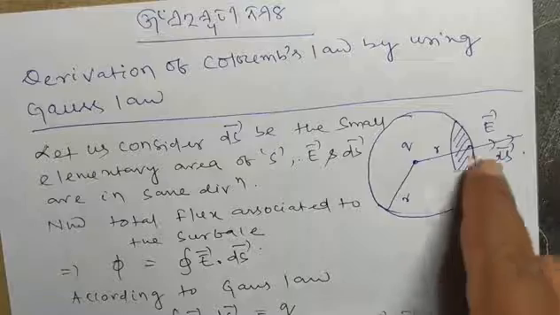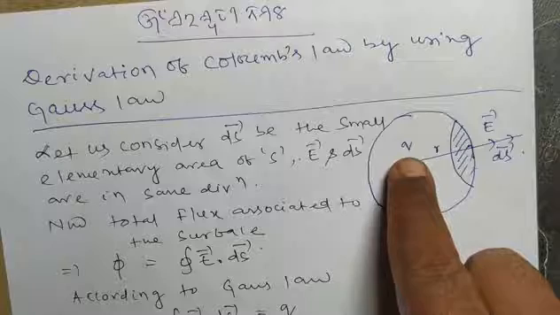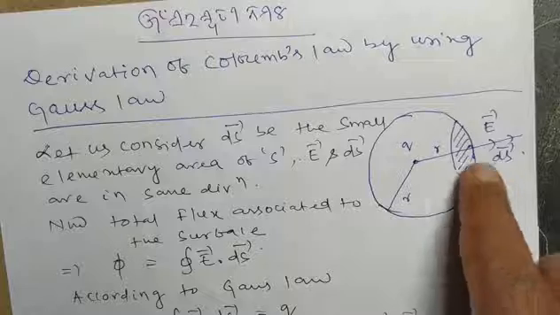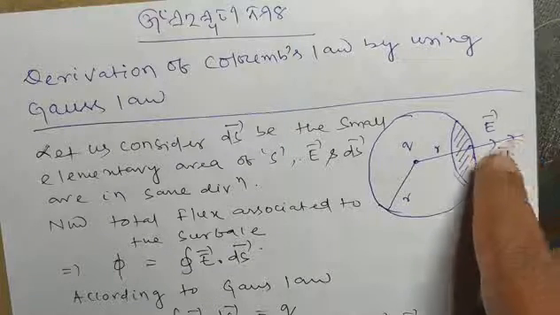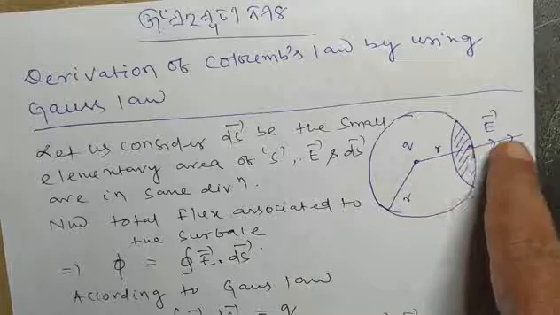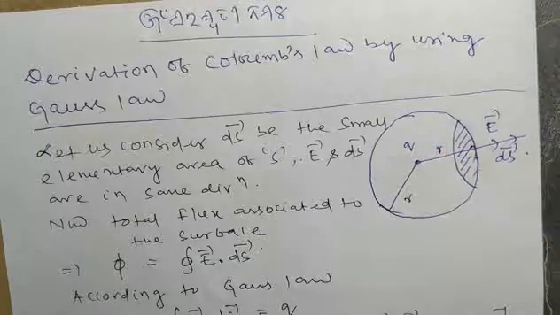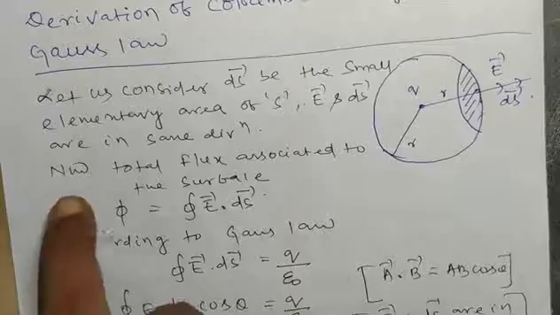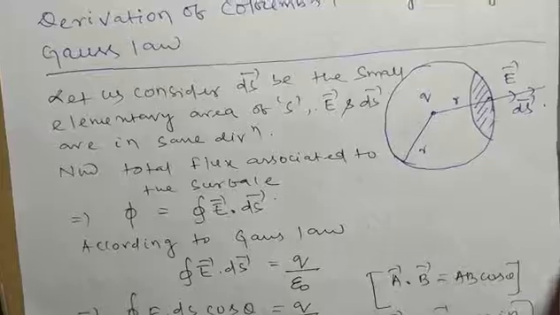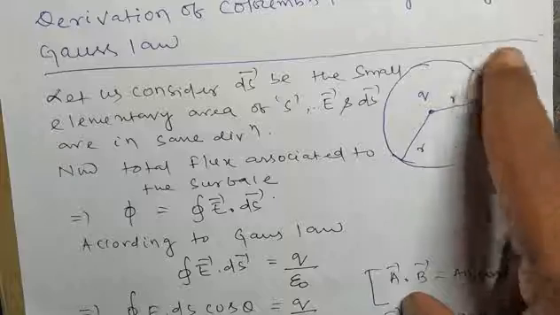Let us consider a sphere which contains an isolated charge plus q here, and this is an elementary area ds. The elementary area ds and the direction of the electric field are in the same direction, and this is the radius of the sphere. Now the total electric flux associated with that elementary surface, over the whole surface.